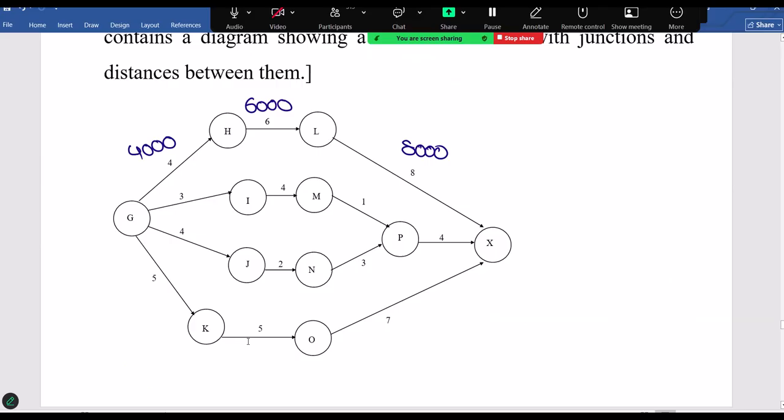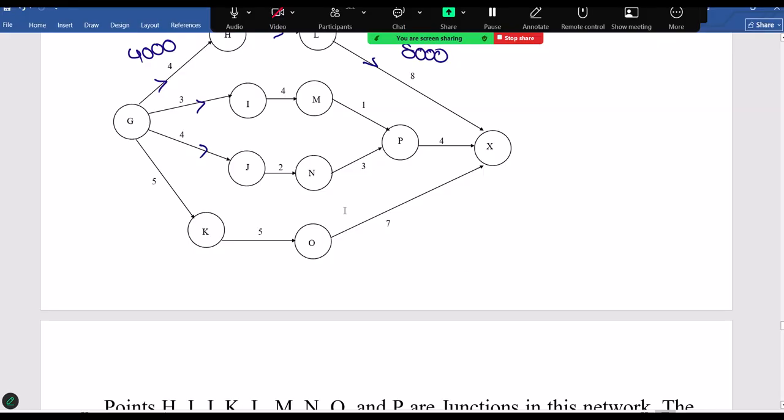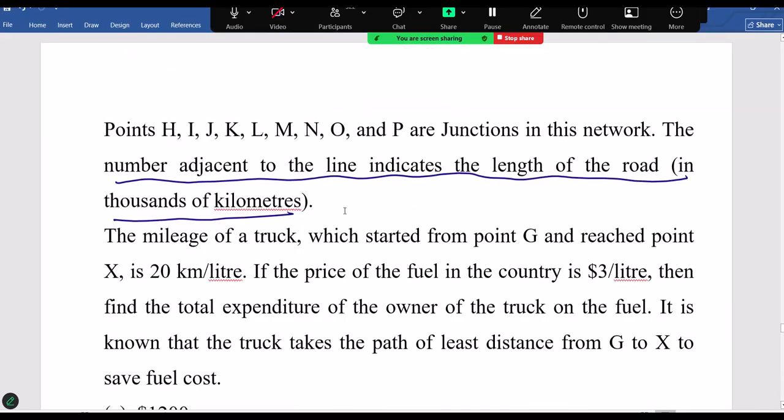These are junctions: H, I, J, K, L, M, N, O, P are junctions. You are moving from G to X, one way. That's why arrow marks are clearly mentioned. Okay, that's the diagram. Now, what is the question here?